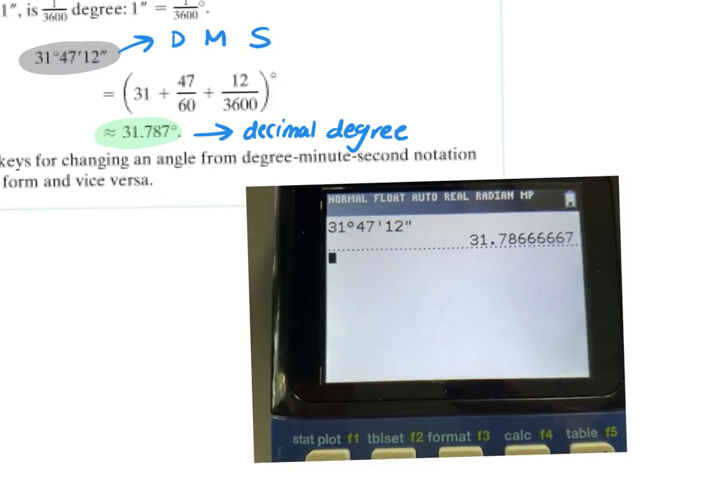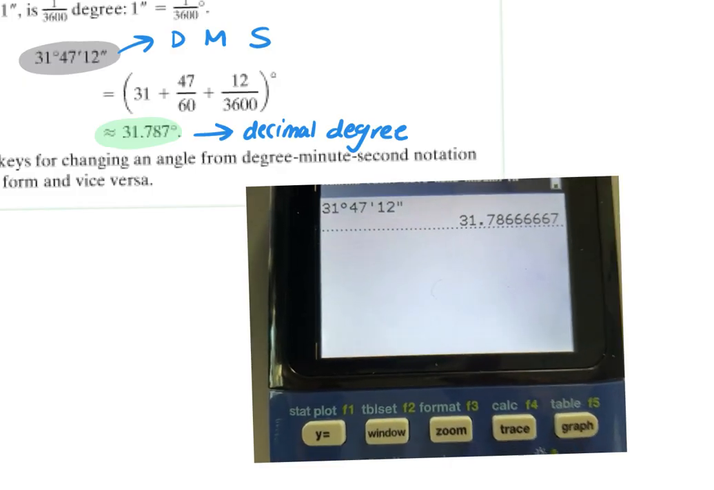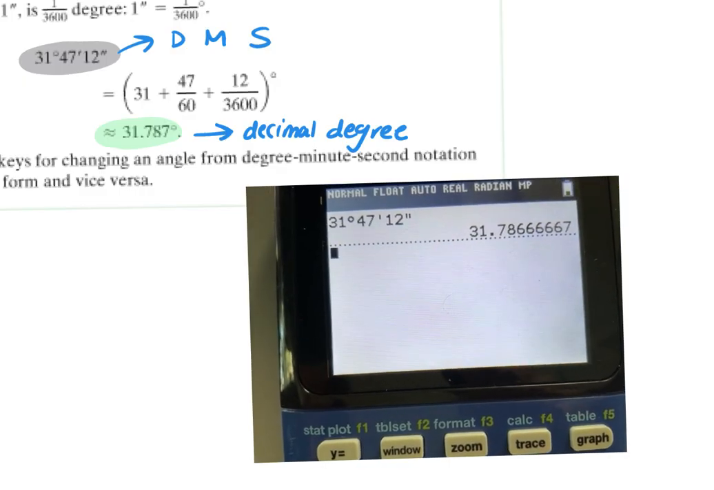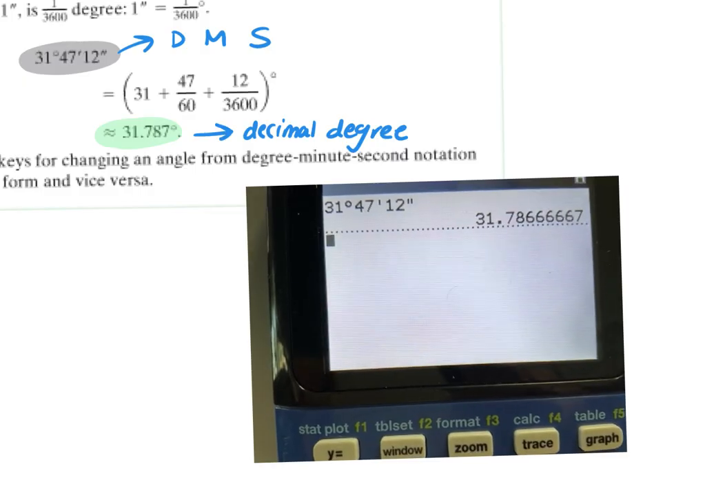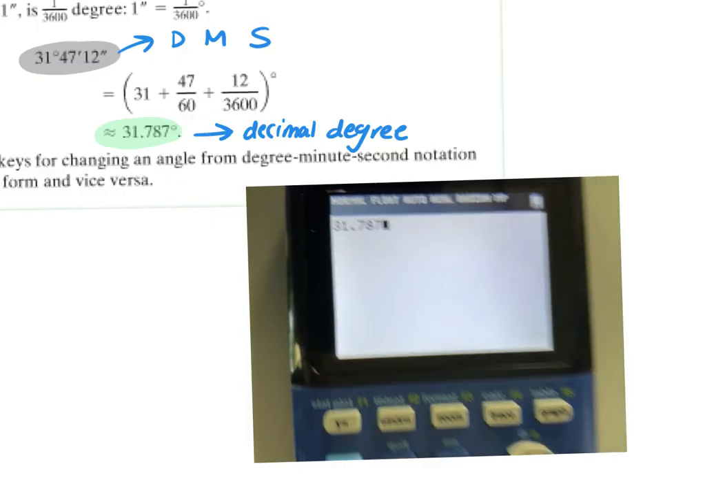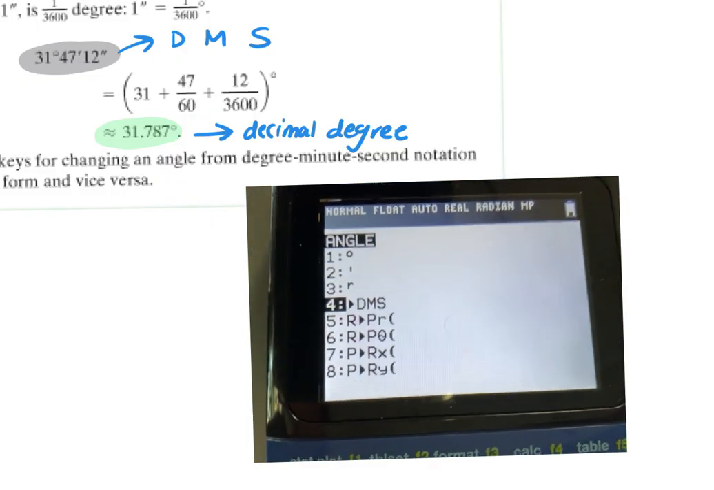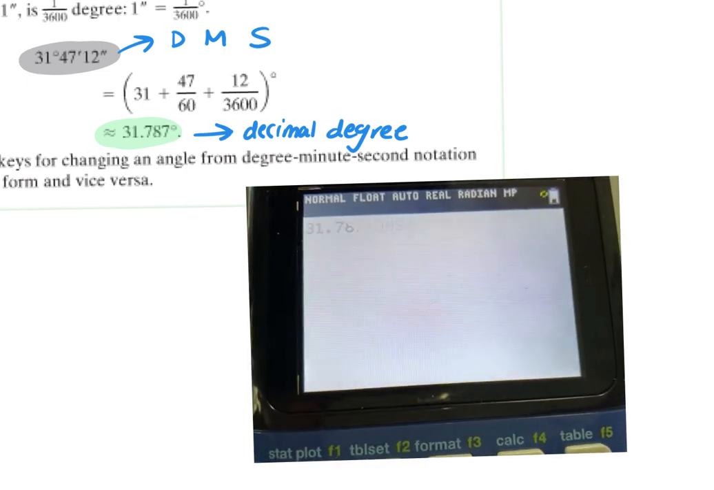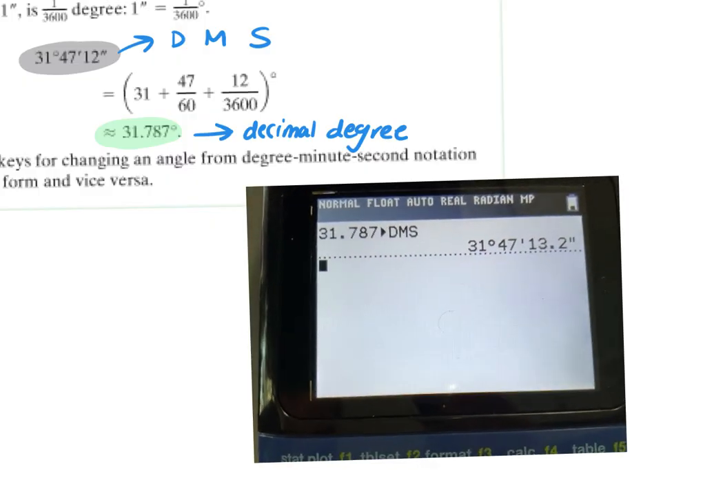Everybody's with me so far? So the question on homework is literally going to say, take this angle that's in degree minute second notation, convert it into decimal degree. Then you could get it in decimal degree, and it's going to ask you to put it back into degree minute second notation. So if I go to the rounded one and I say 31.787, I go back to the menu, second, angle, and the 4th thing in the row is arrow DMS. It's saying take something that's in decimal degree, put it in degree minute seconds, hit enter, and it's in degree minute second notation. Now it's not exactly what we started with.